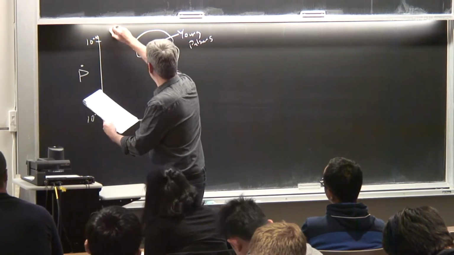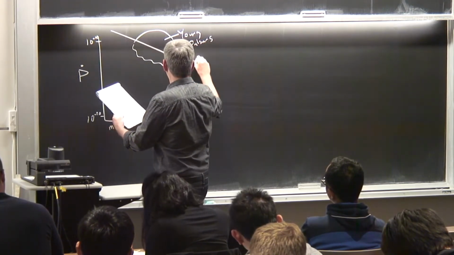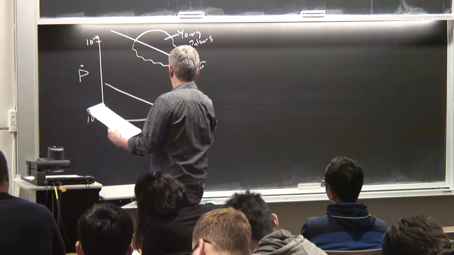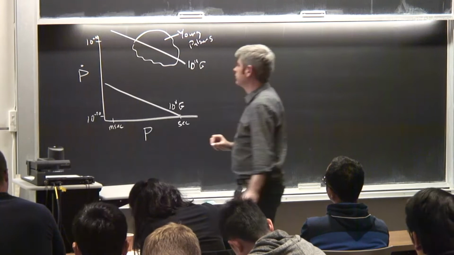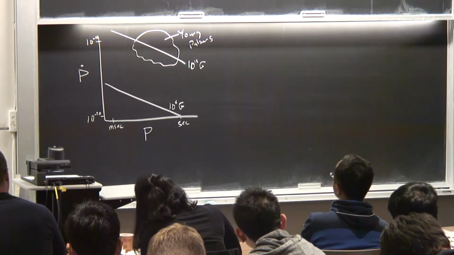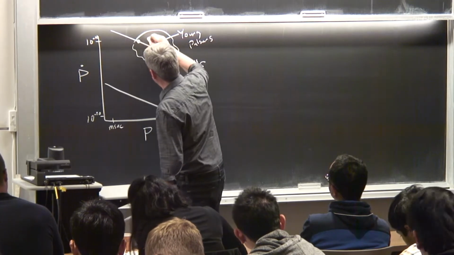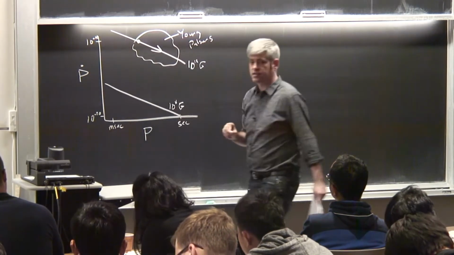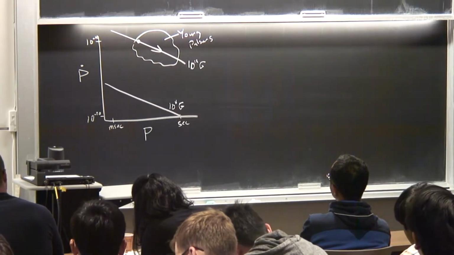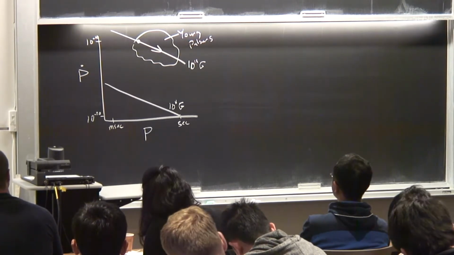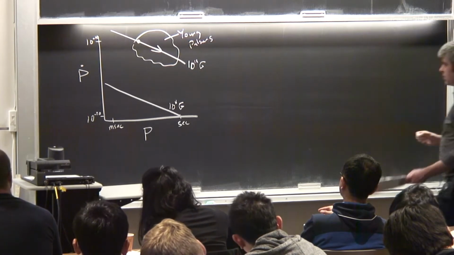Oh yeah. These are lines of constant magnetic field. And if a pulsar starts here, it essentially evolves along those lines. So, as it slows down, its magnetic field shouldn't change, at least not very quickly. So it basically evolves in that way.